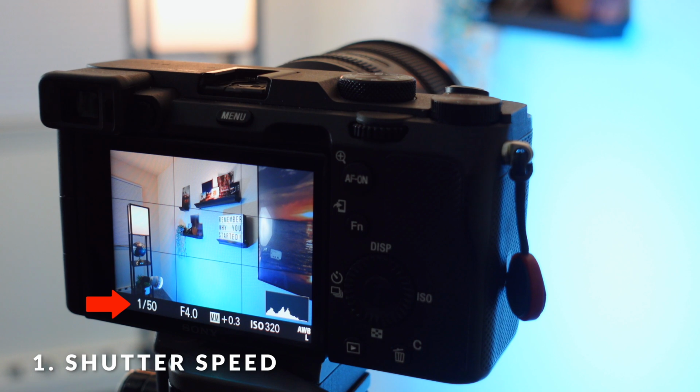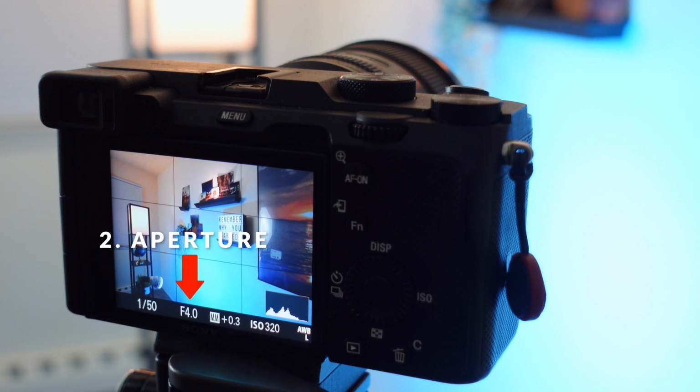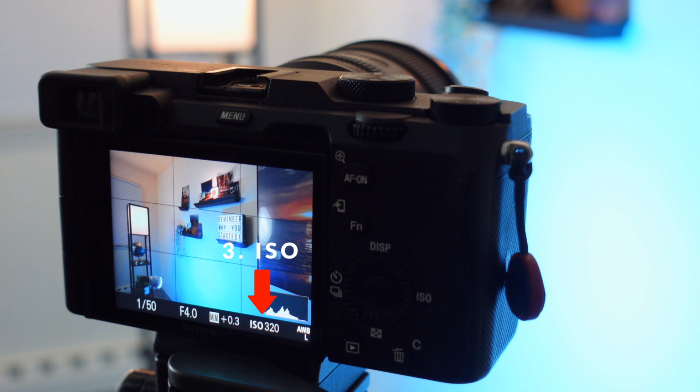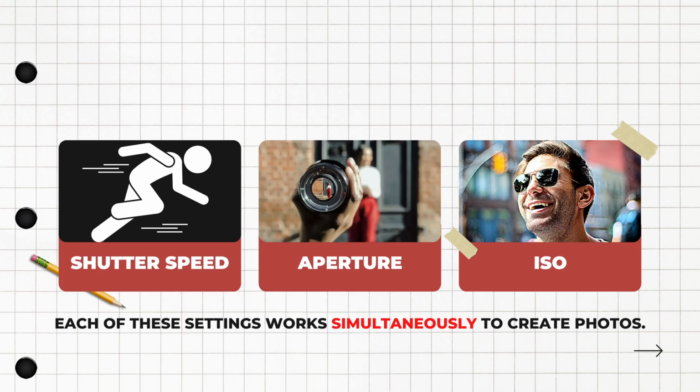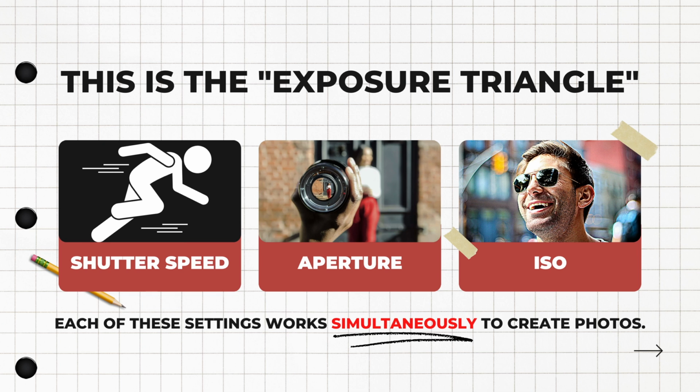The 3 camera settings that I'm going to be covering in this video: number 1 is shutter speed, number 2 is aperture, and number 3 is ISO. Don't let these words confuse you. Write them down or put a mental note in, and we'll cover one at a time, and I'm going to explain each one to you.